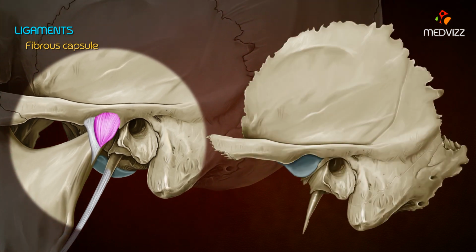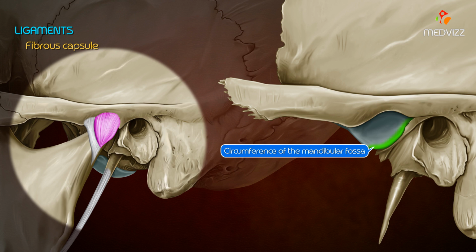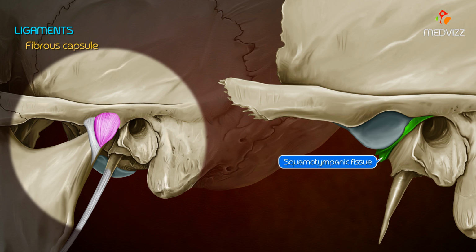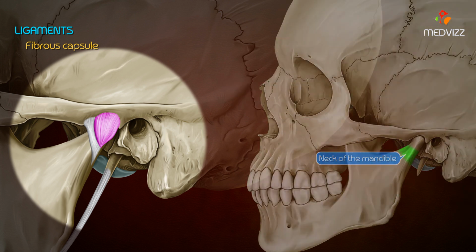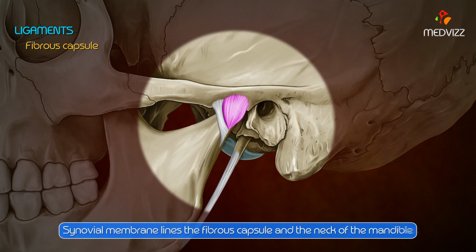The fibrous capsule of the temporomandibular joint is attached above to the articular tubercle, the circumference of the mandibular fossa in front, and the squamotympanic fissure behind, and below to the neck of the mandible. This capsule is of loose variety above the intra-articular disc, but it is tight below the disc. The synovial membrane lines the fibrous capsule as well as the neck of the mandible.